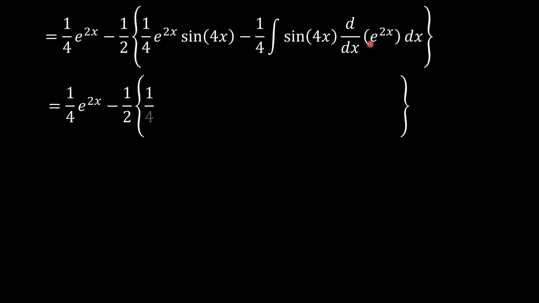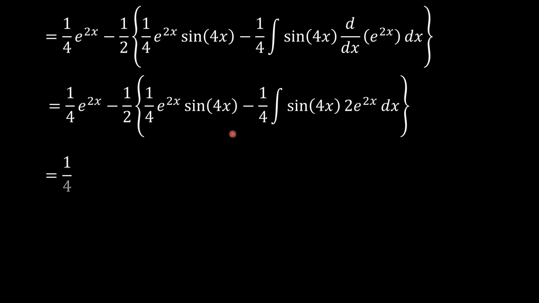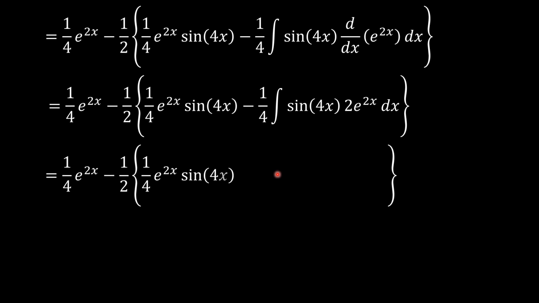We use e to the power 2x differentiated is the same as 2 times e to the power 2x, and that 2 can propagate out, so that we have a half instead. So 2 times a quarter is going to be a half, and so we have the half times the integral of e to the power 2x times sine 4x.